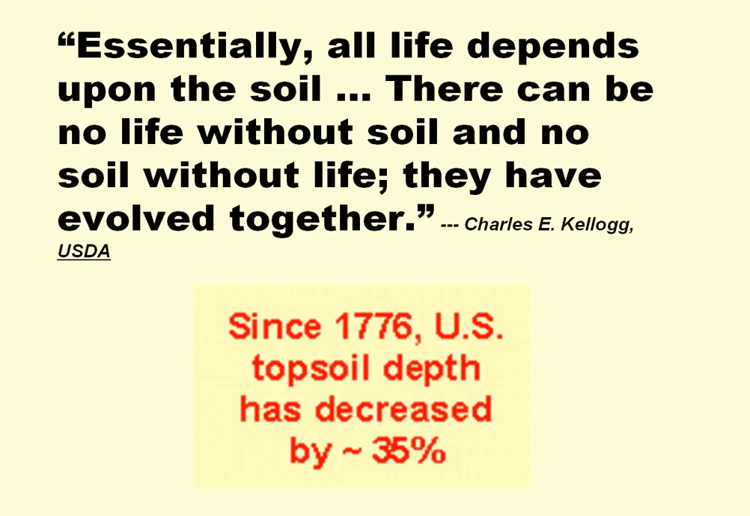Here's an interesting statistic I pulled off, and it's kind of startling. Since 1776, we know that's when we became a country, U.S. topsoil depth has decreased by 35%. So if you think about that, in a little over 200 years, we've lost about a third of our soil. What's going to happen if this rate continues? You know, another couple hundred years, are we going to be at 66%? How low can it get before we can't grow enough food to feed everybody?